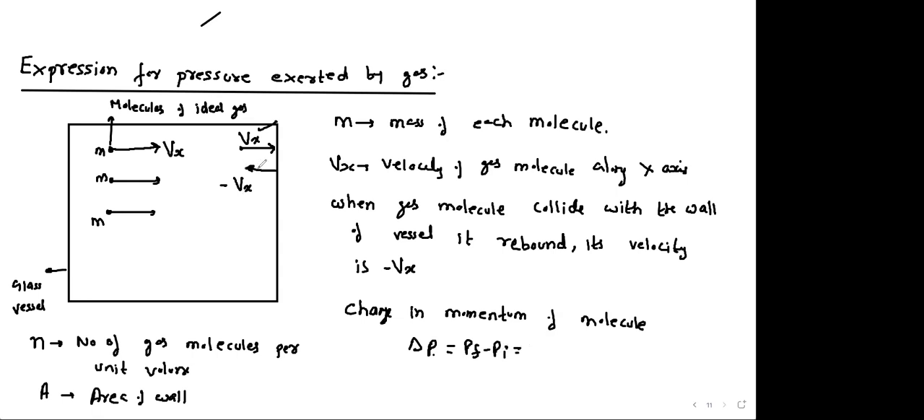Okay, now tell me, how much is the final momentum of the gas molecule? The mass of the gas molecule is m and its velocity is minus Vx. What's the final momentum? Minus mVx, right? And what is the initial momentum? Mass is m and velocity is Vx. So the initial momentum is mVx. Great. So how much is this now? Minus mVx minus mVx, that is minus 2mVx. That is the change in the momentum of the molecule.